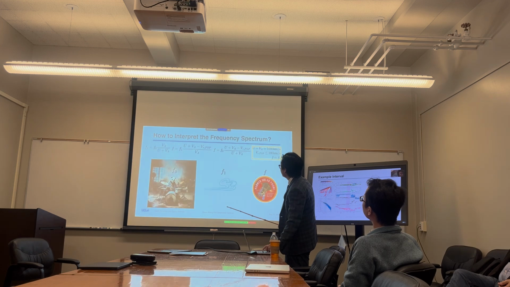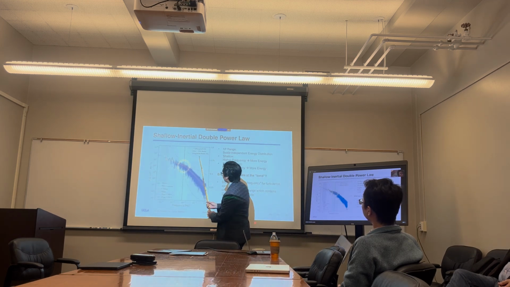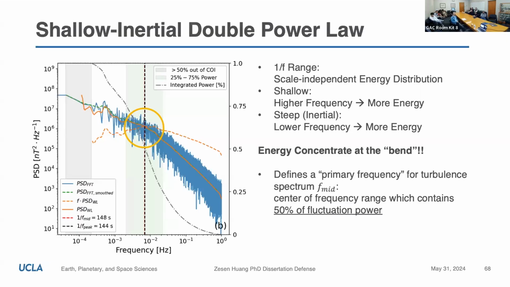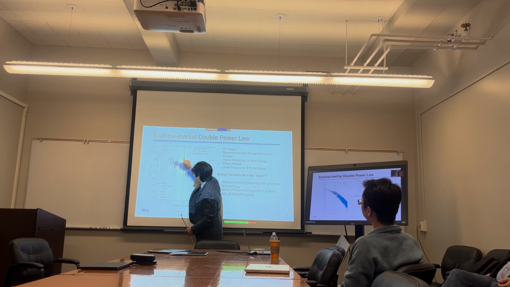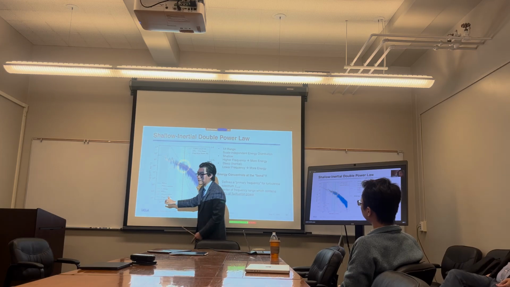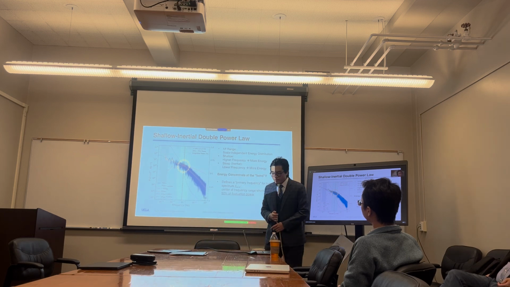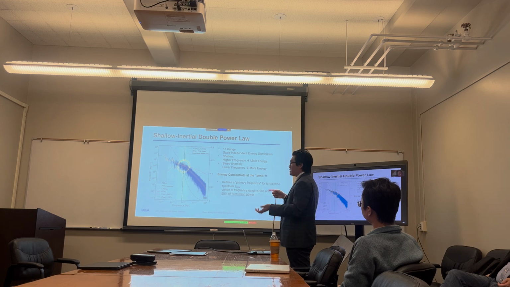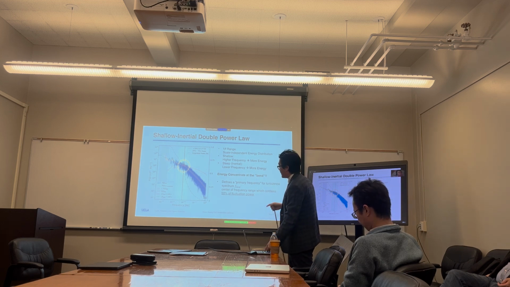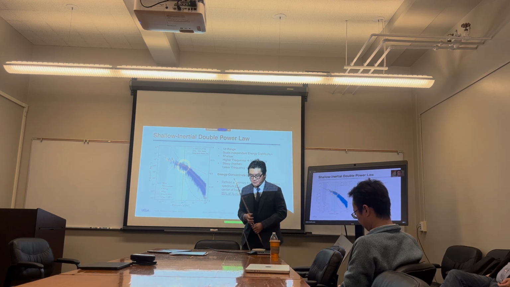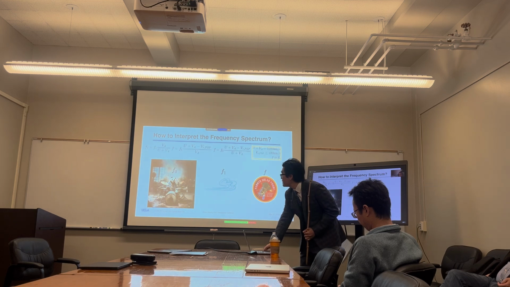Let's go back here. Because this frequency band contains 50% of fluctuation energy, we can use it to define a primary fluctuation frequency of this interval, which is the middle of this green band. In this case, it's 148 seconds. It's somewhere between 2 minutes and 3 minutes. With that, we can do a radial analysis of all Solar Probe data using this parameter. What do we see?